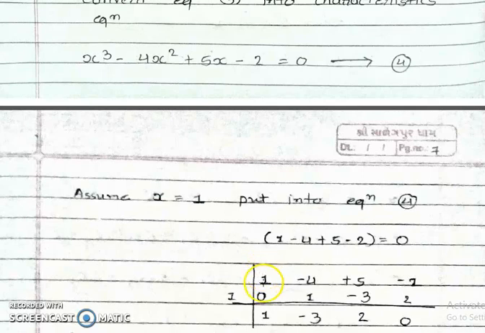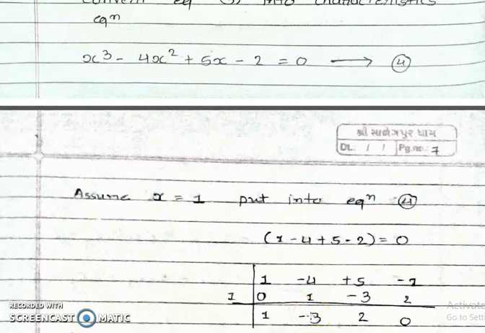Like we put 1 minus 4 plus 5 minus 2. That time we assume x equal to 1 is one root. And sum this, 1 plus 0, so we get 1. Then again multiply these two numbers and write the answer here. So we get 1 into 1 is equal to 1, and sum these two, so we get minus 4 plus 1 is equal to minus 3.